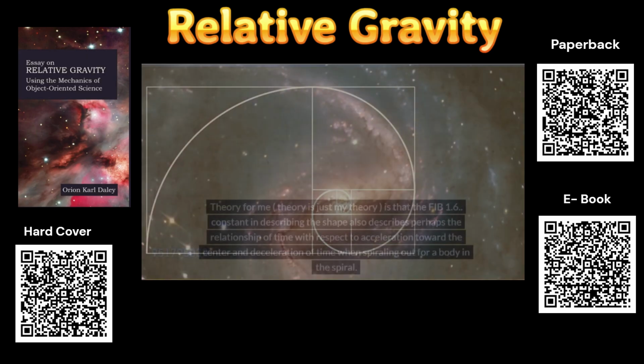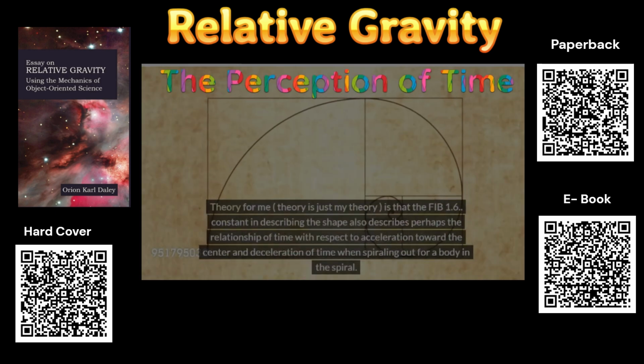Theory for me, and it is just my theory, is that the Fib 1.6 constant in describing the shape also describes perhaps the relationship of time with respect to acceleration toward the center and deceleration of time when spiraling out for a body in the spiral.